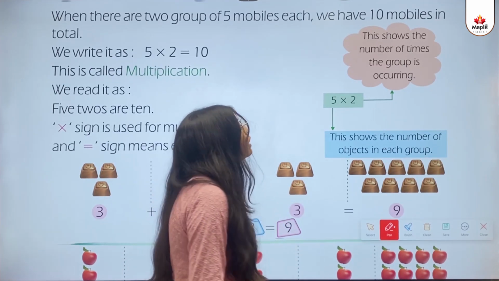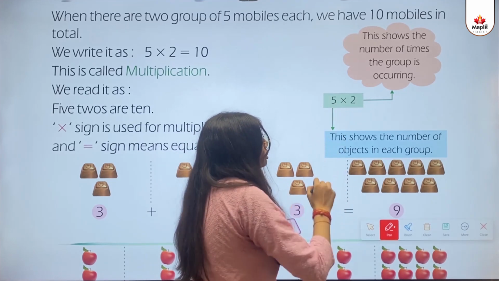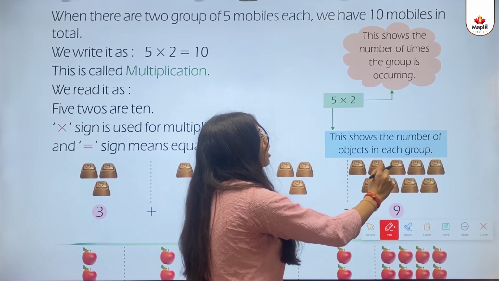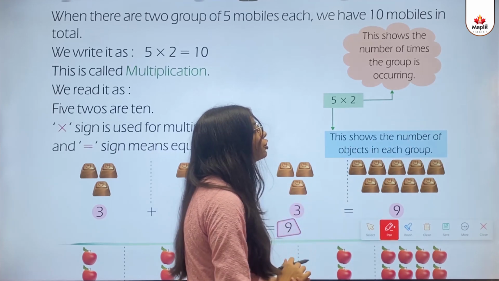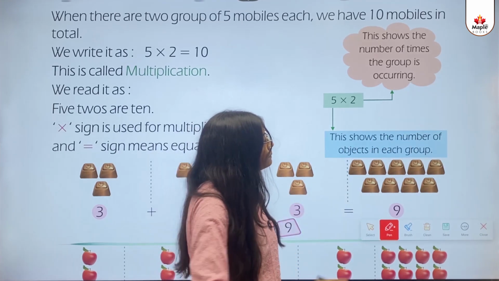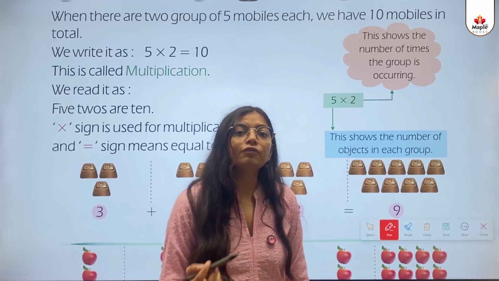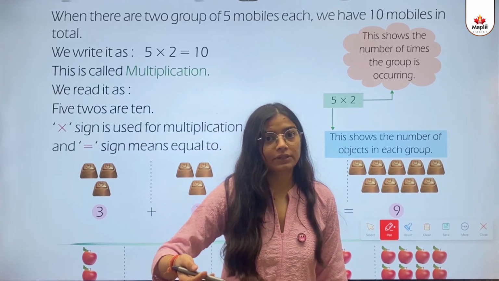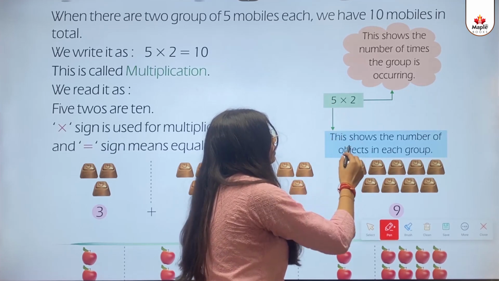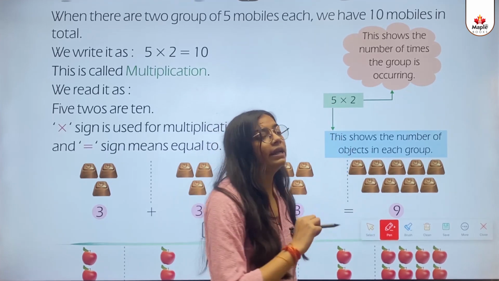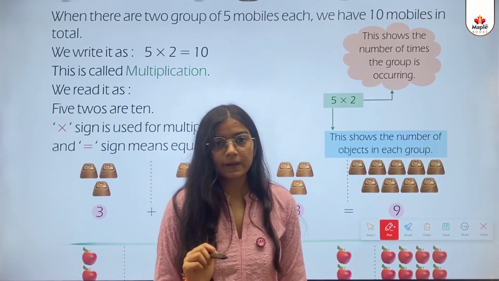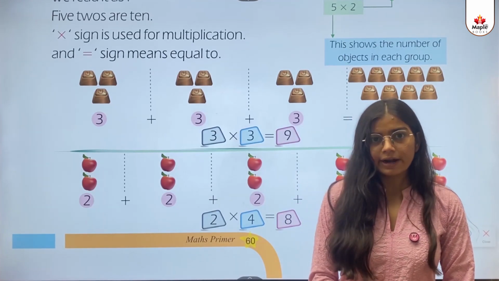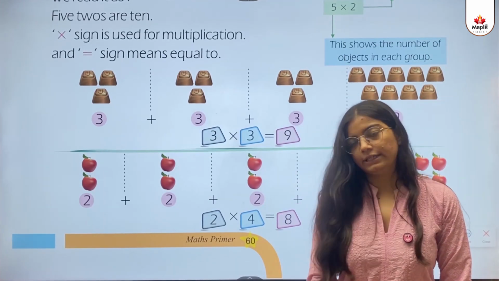Clear? Then, what does this part suggest? This shows the number of objects in each group. The group contains how many objects? This part says the number of objects in each group. Is this much clear? Now, we will look at some more examples to understand the concept more clearly.